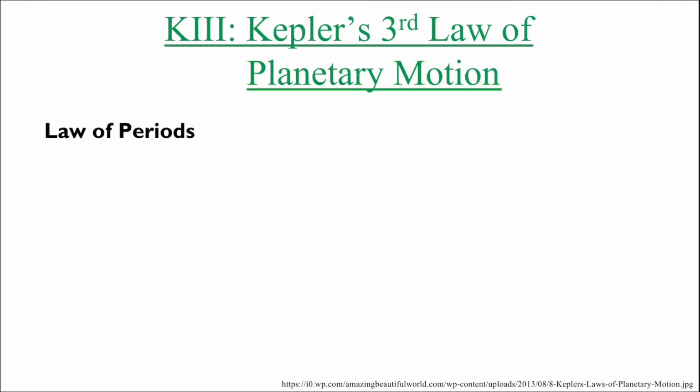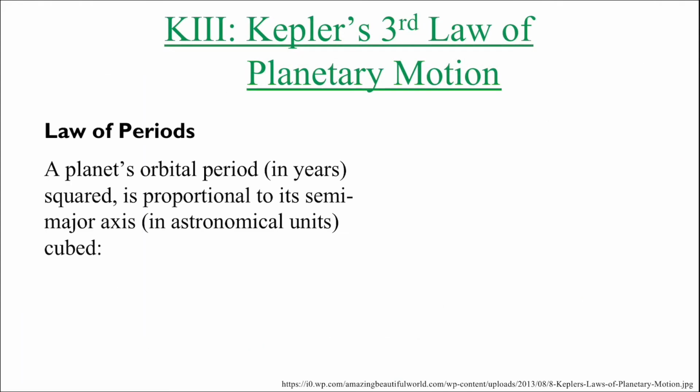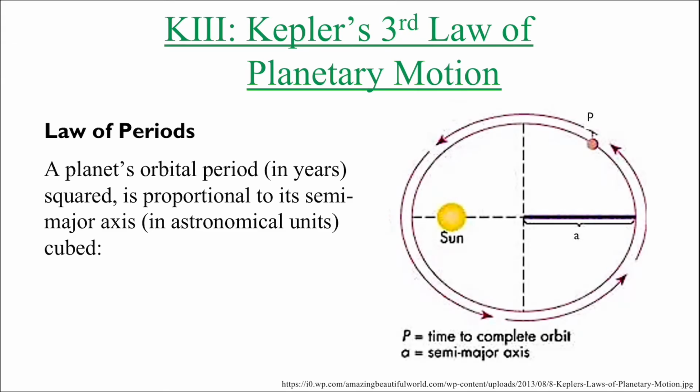Kepler's third and final law of planetary motion is the law of periods. It states that a planet's orbital period, the time that it takes to complete one full orbit, measured in years, when squared is equal to its semi-major axis, measured in astronomical units, cubed. Kepler's third law is often represented in equation form as p squared equals a cubed.